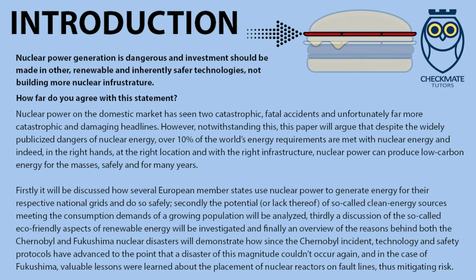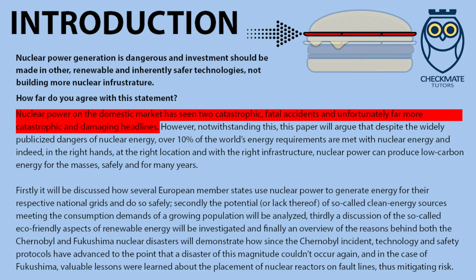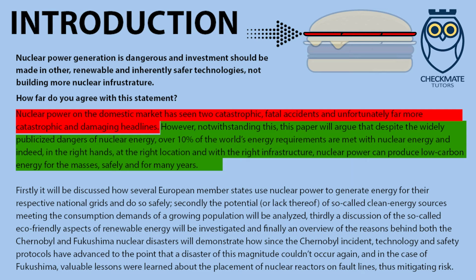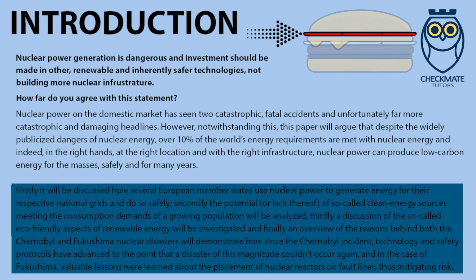And in the case of Fukushima, valuable lessons were learned about the placement of nuclear reactors on fault lines, thus mitigating risk. As you can see, the first sentence is both the topic sentence and simplification of the title. The next sentence is both the supporting sentence and the stance. And finally, the remaining sentences act both as concluding and linking sentences, as well as justifying the writer's stance on the title. After writing your introduction, you would then move on to the main body of your essay following this pattern. Cheese.